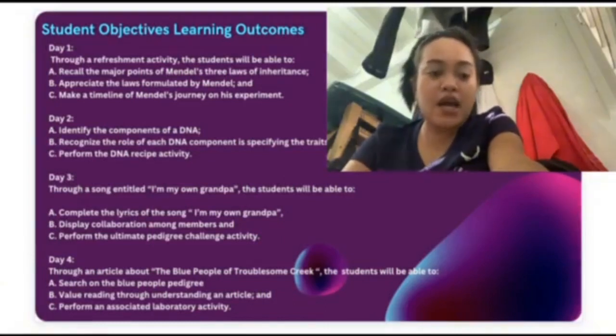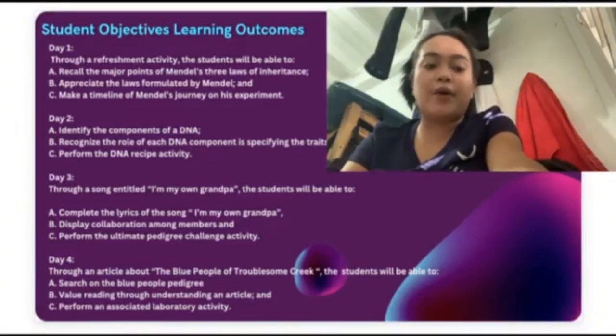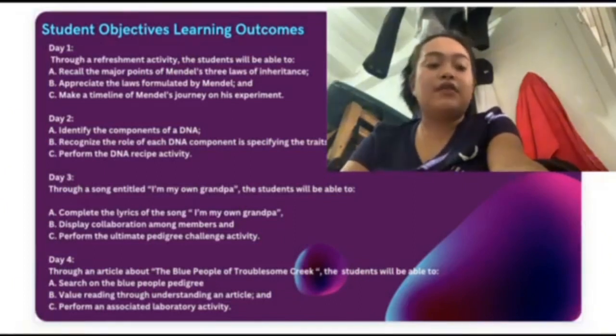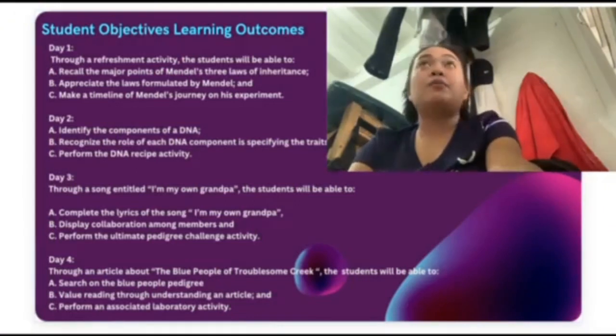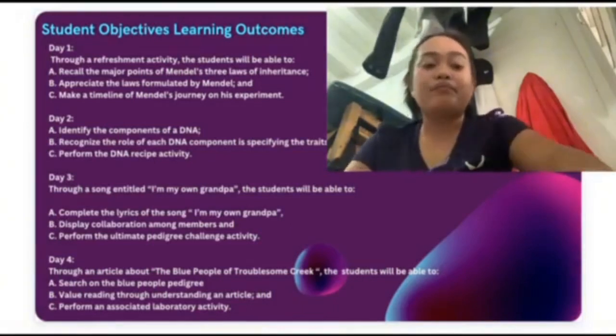Day 2, identify the components of DNA, recognize the role of each DNA component in specifying the traits of an organism, and perform the DNA's recipe activity. Day 3, through a song entitled "I'm My Own Grandpa," the students will be able to complete the lyrics of the song, display collaboration among members, and perform the ultimate pedigree challenge activity.